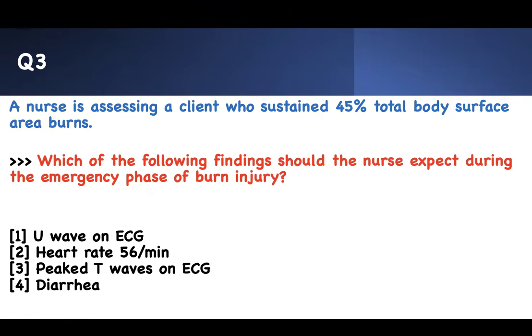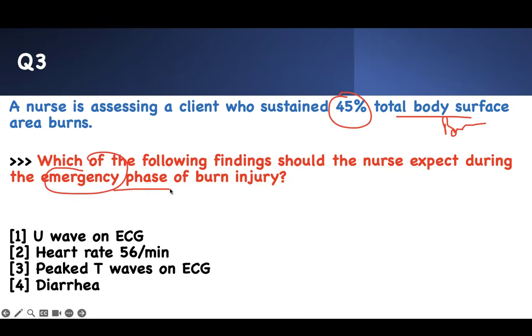Which of the following findings should the nurse expect during the emergent phase of burn injury? This is a classic NCLEX question based on content. A lot of people can mix this question up, so I want you to write it down and pay attention to the concept. A nurse is assessing a client who sustained 45% total body surface area. This is the trap. I just put it over there. The patient has a burn wound. If you don't know what the 45 means, it means they are burned.